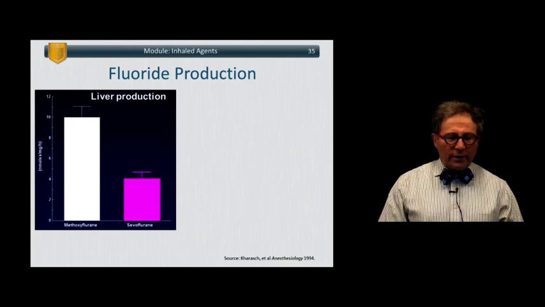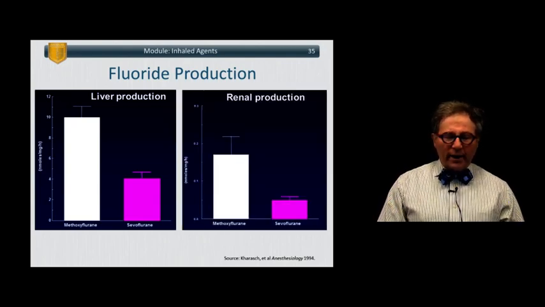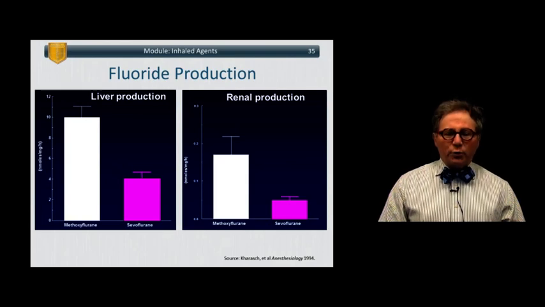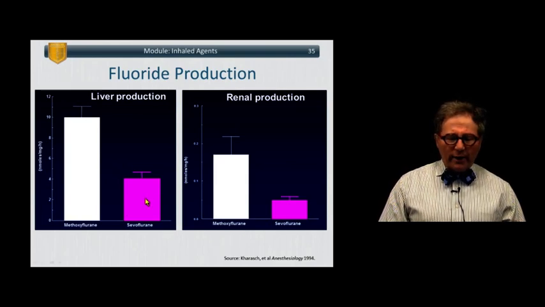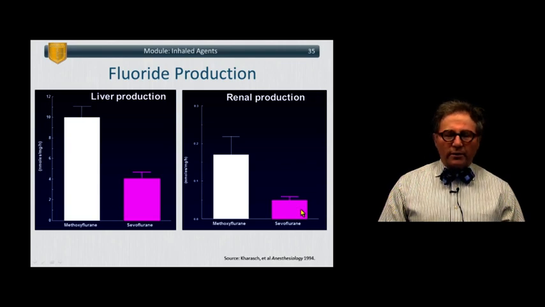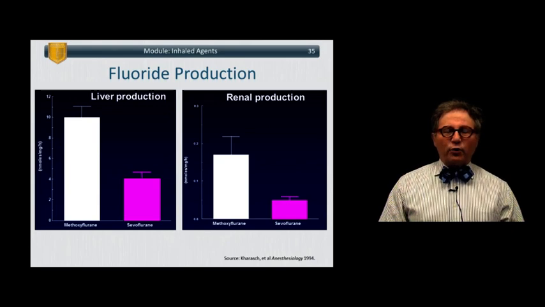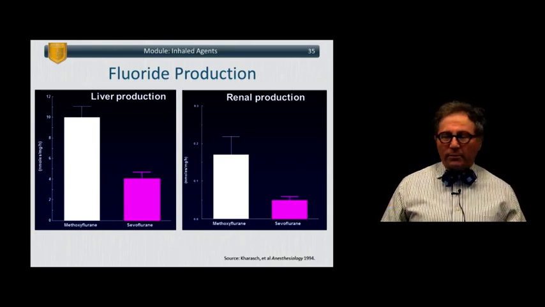And you can see shown here, both in the liver and in the kidney, the affinity of 2E1 for sevoflurane is dramatically reduced compared to methoxyflurane. And therefore, the local production of inorganic fluoride is much less after sevoflurane anesthesia and has never been shown to cause nephrotoxicity.